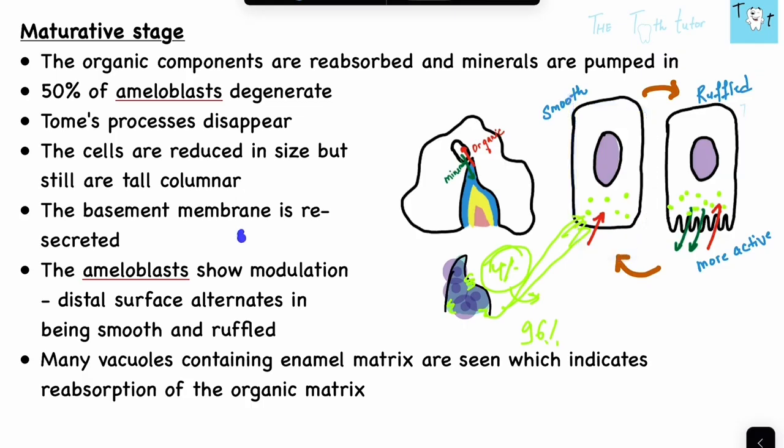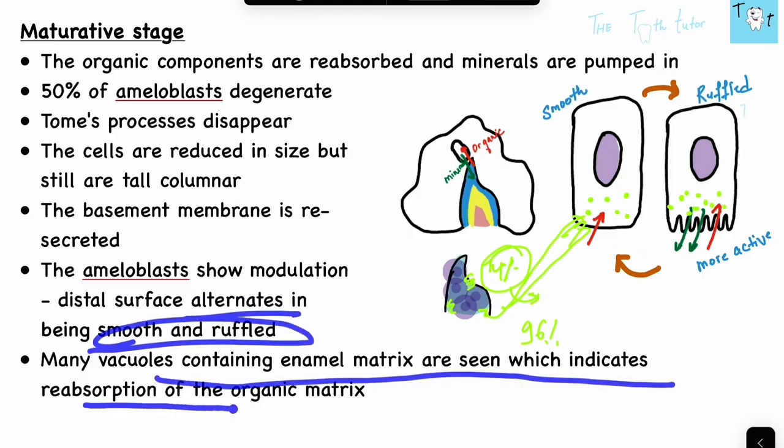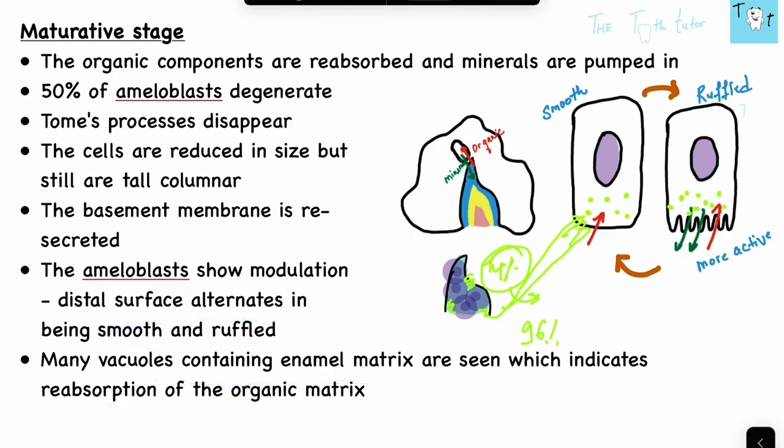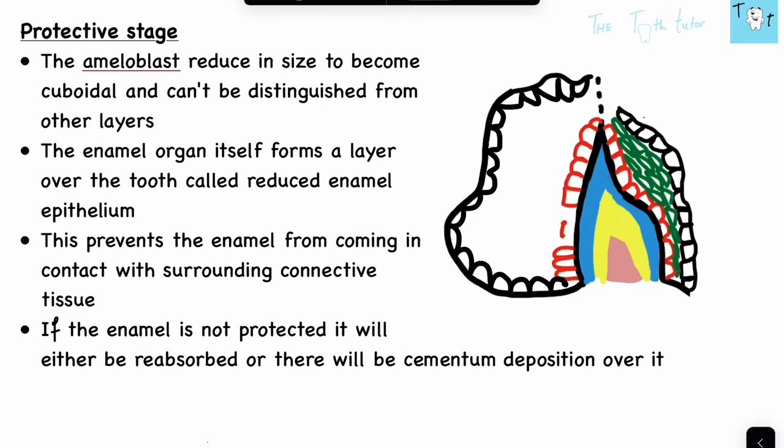Okay, the basement membrane is resecreted, so there will be a basement membrane over here. The ameloblasts show modulation, which I just explained. They alternate between being smooth and ruffled. Many vacuoles containing enamel matrix are seen, which indicates reabsorption of the organic matrix. So you see these dots, right? The enamel matrix will be reabsorbed into the ameloblast in the form of these vacuoles.